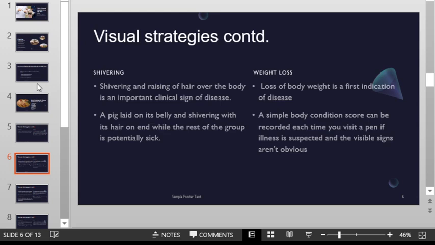Okay, and then also you can see a pig laid on its belly and shivering with its hair up and away from the group. Like I said, pigs are social animals. They tend to do things together. So one of the pointers that the animal is not feeling fine is when the animal is away from the group. So the animal is away from the group and the animal is even shivering. So this shows you that truly something is really wrong with the animal.